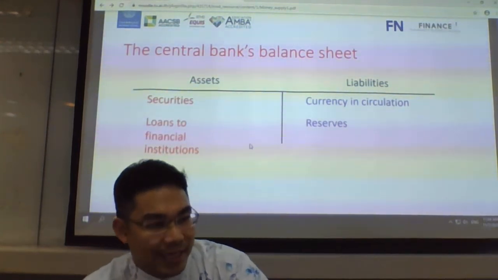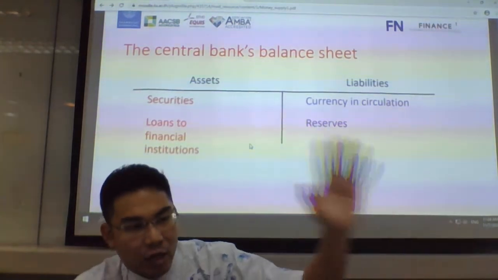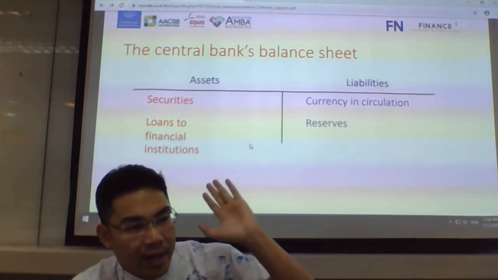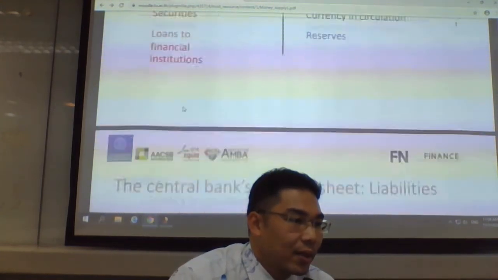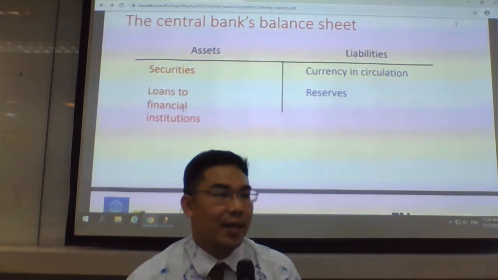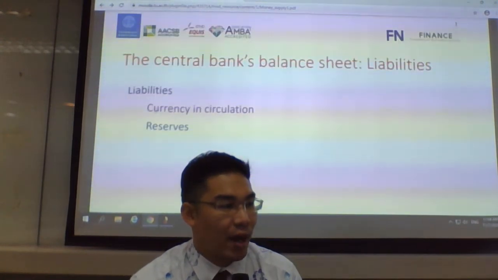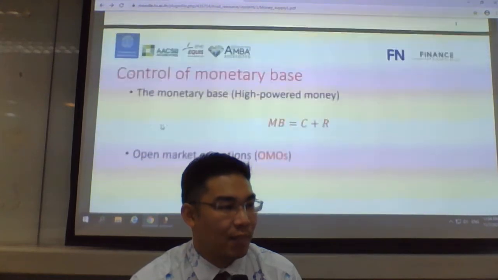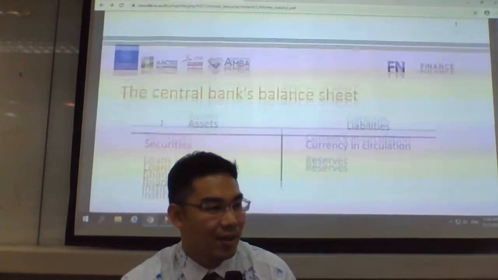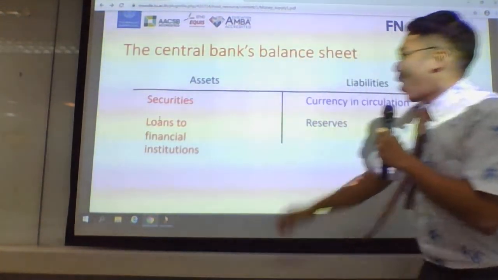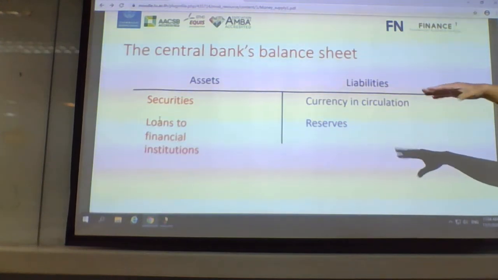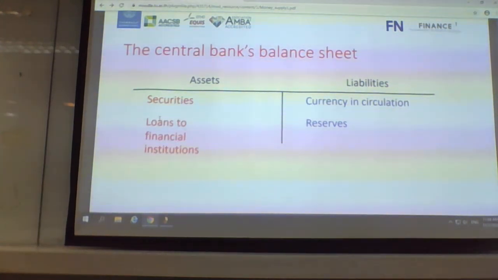For the balance sheet of the central bank, I will divide it into two categories, the asset side and the liability side. On the asset side, you will have the securities. If you cannot catch what I say, you can scroll down and you will find the detail somewhere here, but anyway, I will talk from my mind. On the asset side, we have the securities. The securities here mean government securities, such as government bonds.